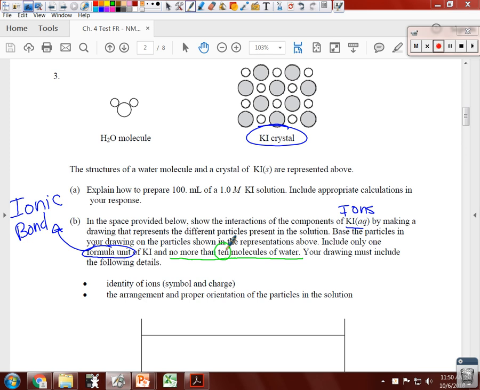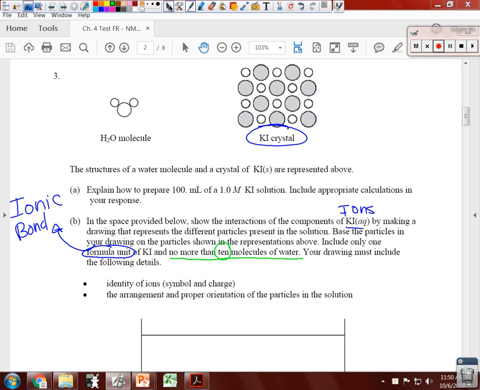Yes. Your drawing must include the following details. Number 1, identity of the ions, symbol, and charge. Let me finish. No more questions. Let me finish. Number 2, the arrangement and proper orientation of the particles in solution.